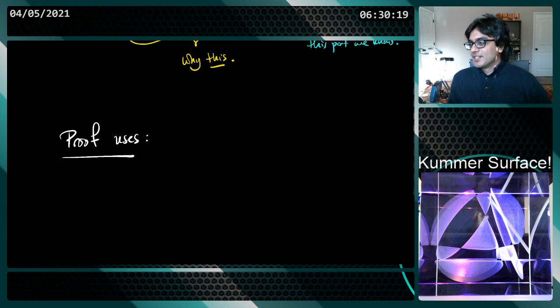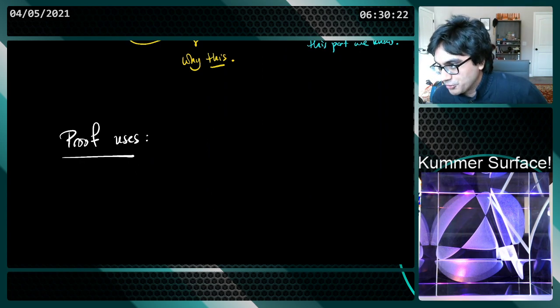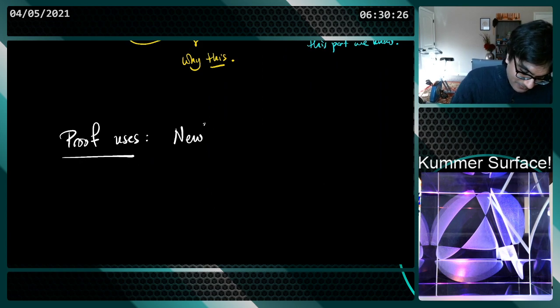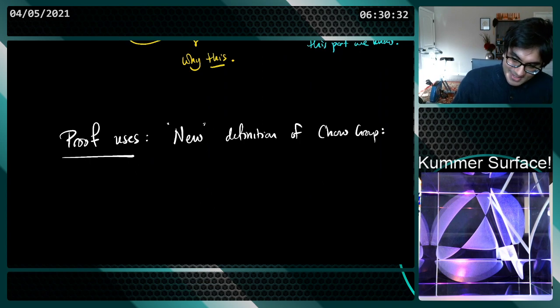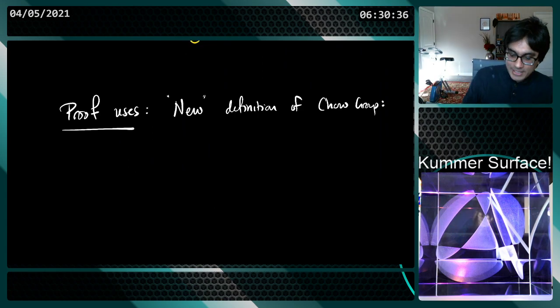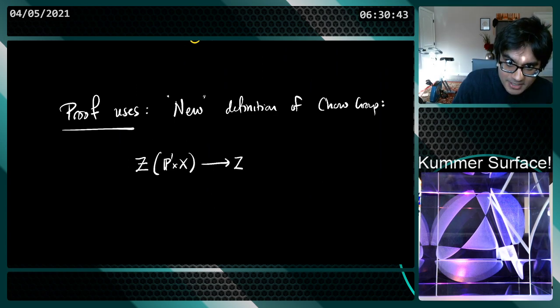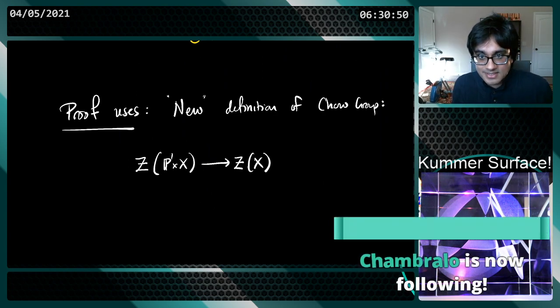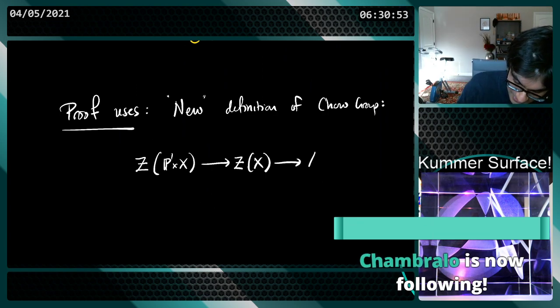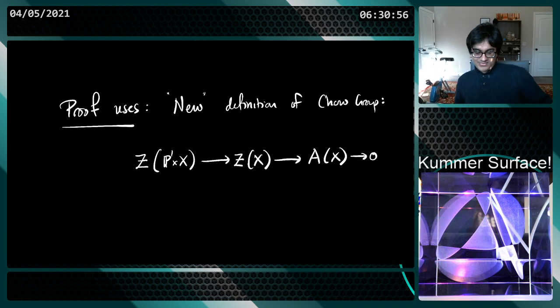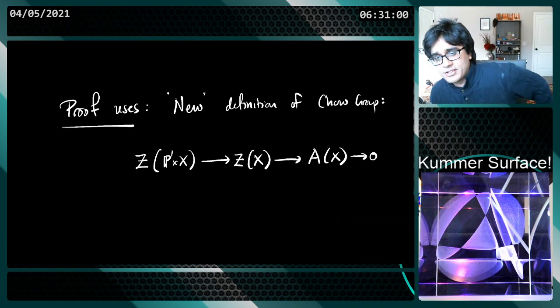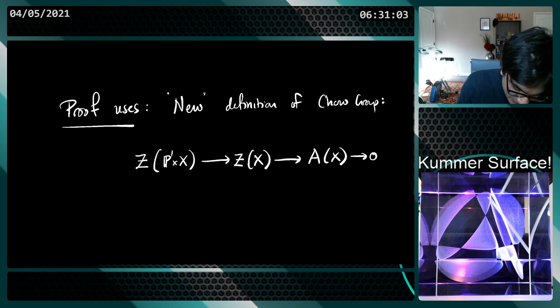It says that you can define the Chow group, the new definition of Chow group, as this sequence. You take cycles on this product, and then you construct some map, which I'll tell you in a second, to cycles on X. Sounds rather mysterious how to do that. And then A of X is the quotient. Now, what is this saying? It has no content until you say what that first map is. The first map is the following.